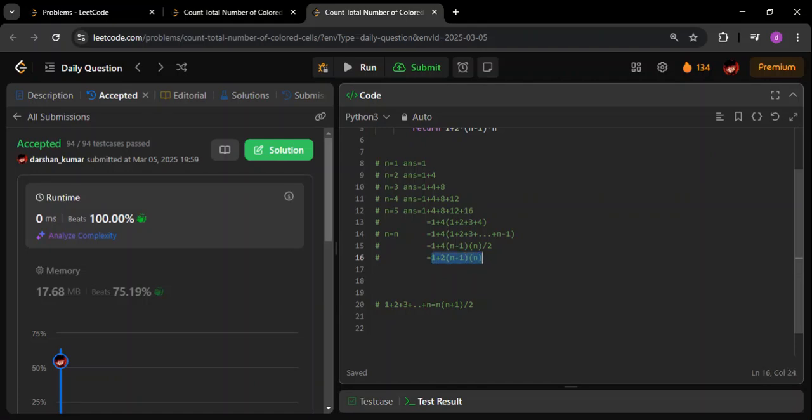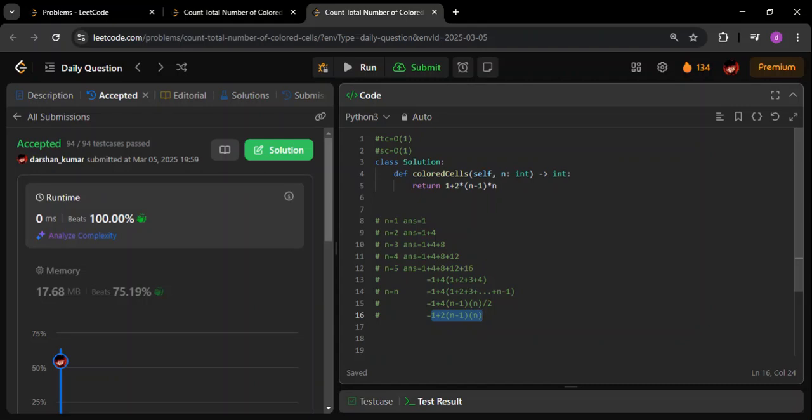So we don't need a for loop or any of those things. Directly, for the given input n, we return the answer: 1 plus 2 into (n minus 1) into n. This is the final answer.